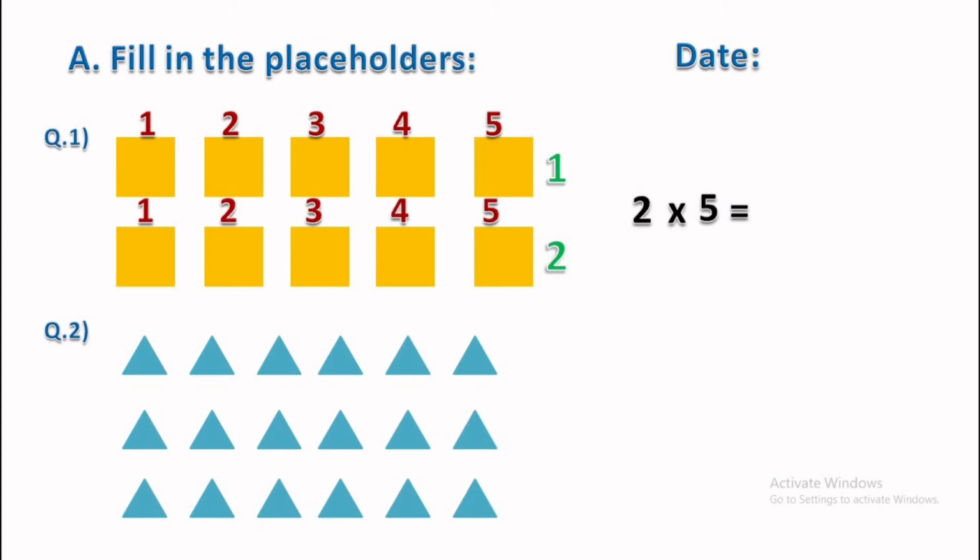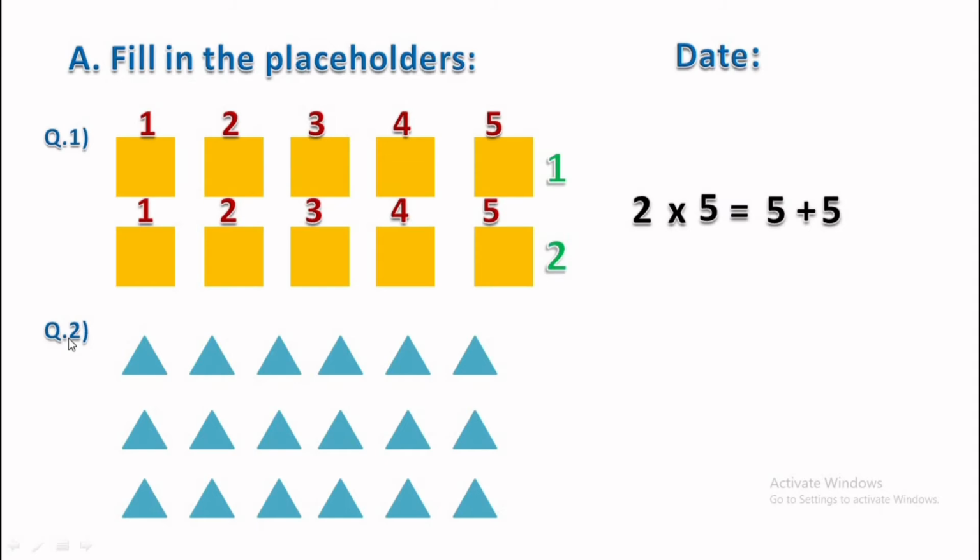and if we want to find out the total number of squares using addition, then what will we do? We will add 5 with another 5, and as 2 into 5 equals 10 and 5 plus 5 equals 10, we have put equals to in between.